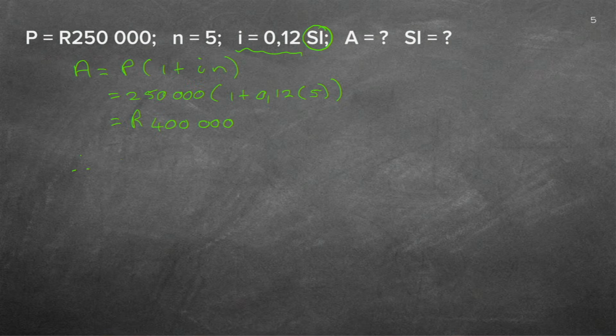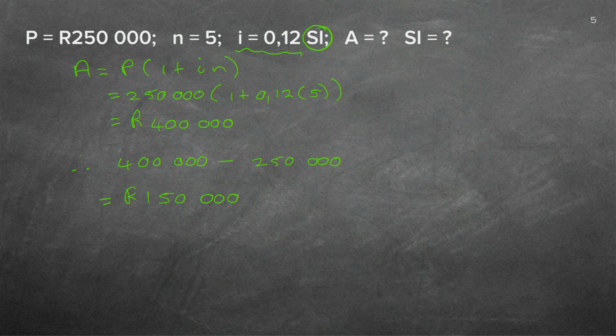Then you just say 400,000 minus the 250,000 gives me 150. Now that looks like an 8. My writing is not good. Let's rather do it properly. It looks like an 8. It was actually a 5.